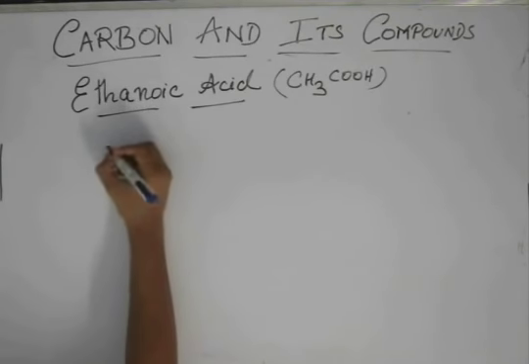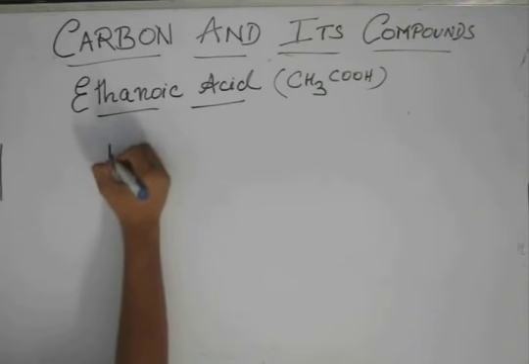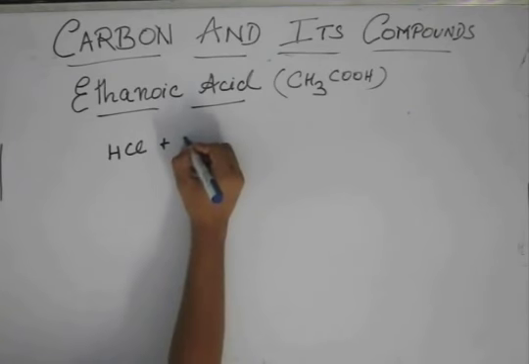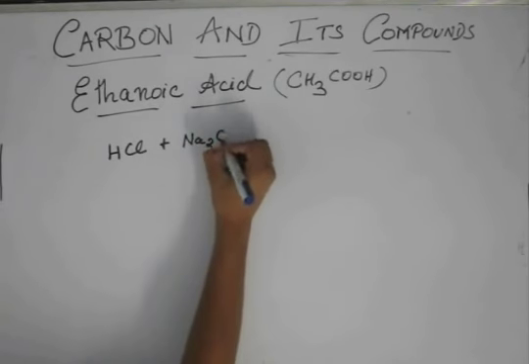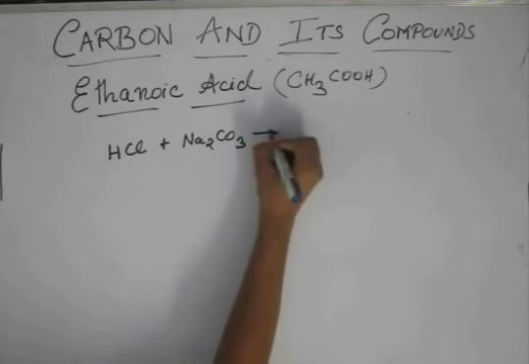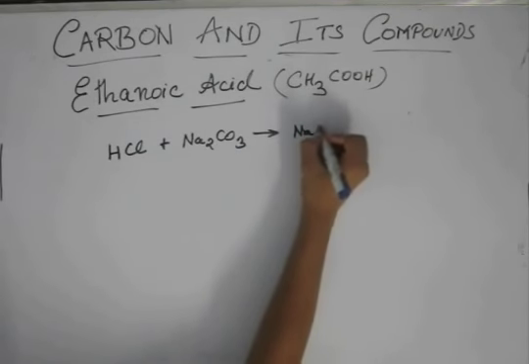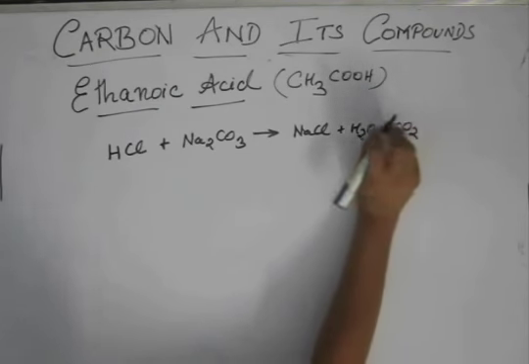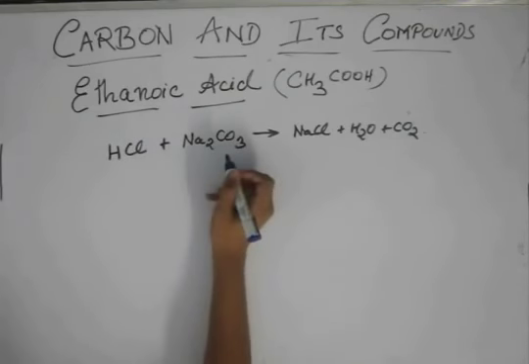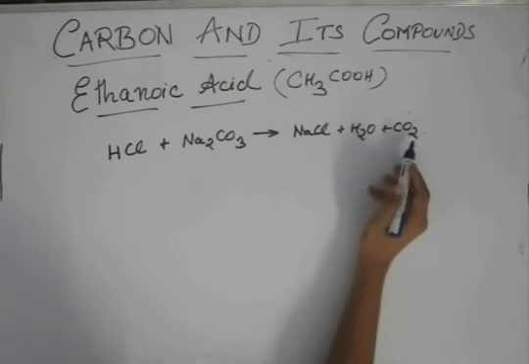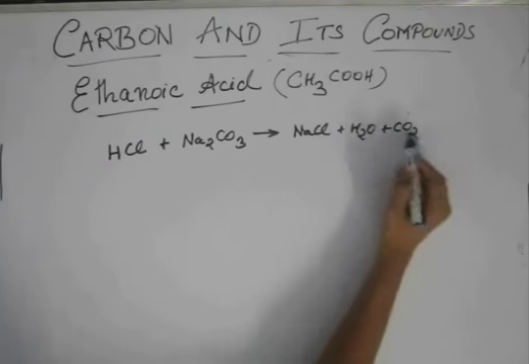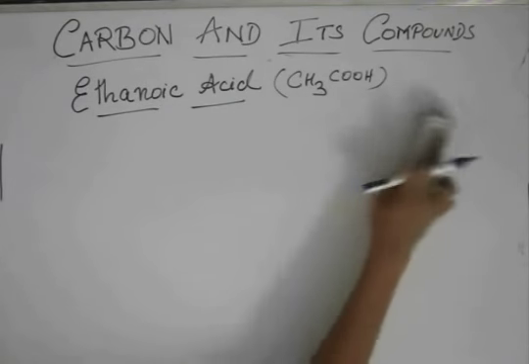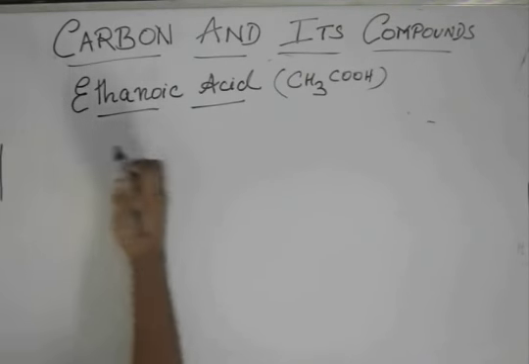Now, an acid like HCl, when it reacts with Na2CO3, will give NaCl plus H2O plus CO2. So any acid, when it reacts with Na2CO3, gives out your H2O and CO2, and it gives a salt, and this CO2 is evolved. So ethanoic acid should also follow the same reaction, and it does.